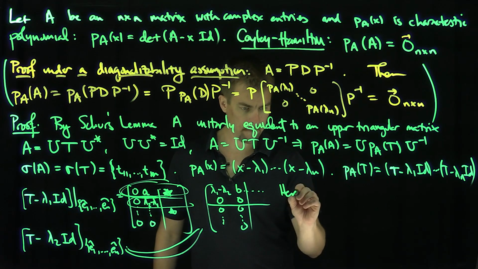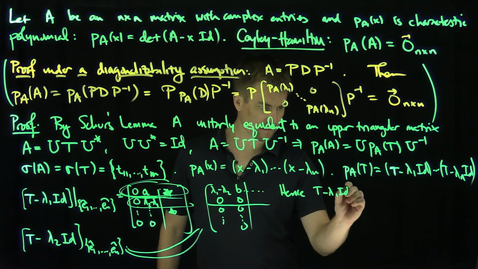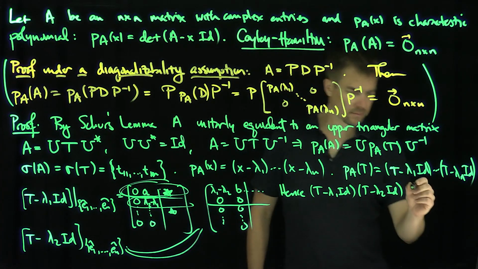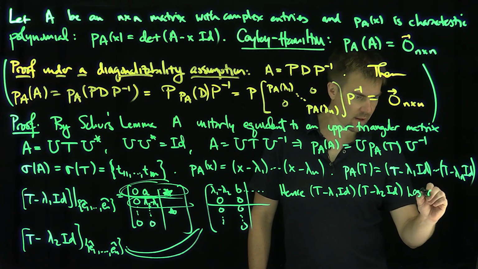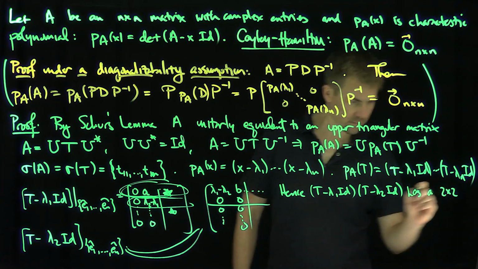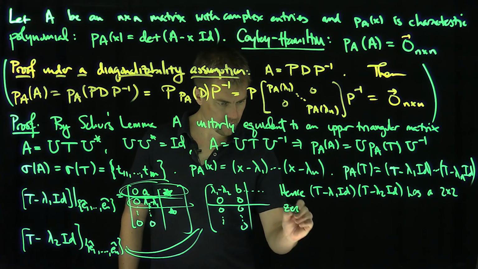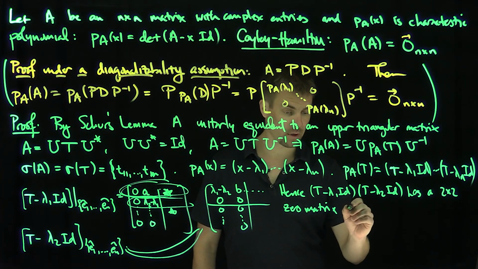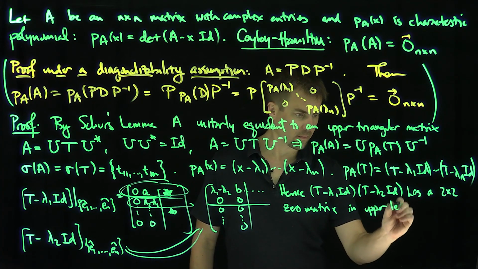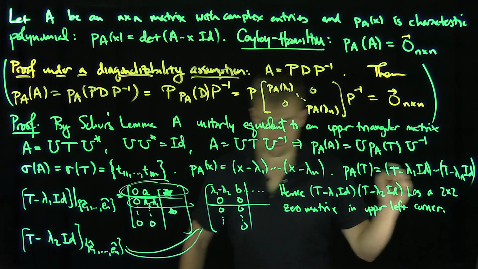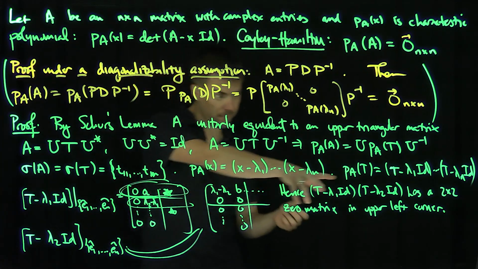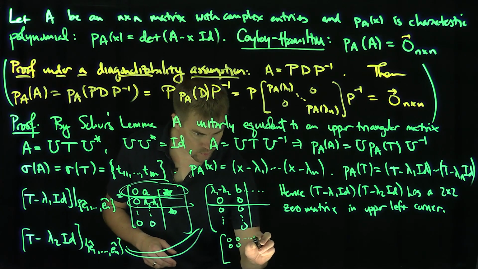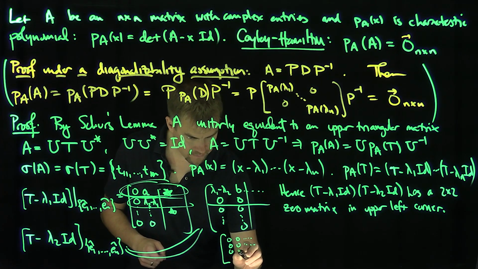So hence, T minus lambda 1 identity, T minus lambda 2 identity has a 2 by 2 zero matrix in the slots in the upper left corner. All right, and so now when I do that first part of the factorization, in the next phase we'll have a 0, a 0, a 0, a 0, then something else which we don't know, zeros below it.